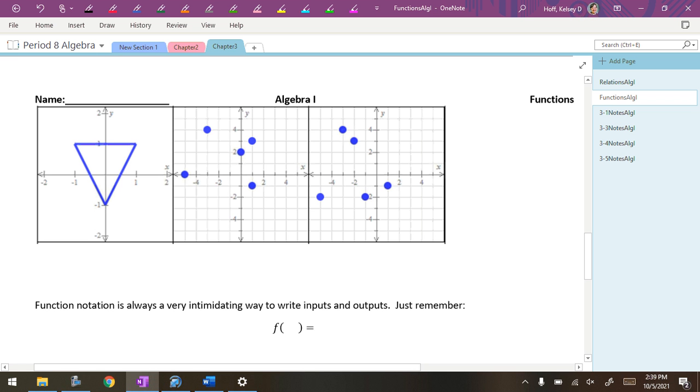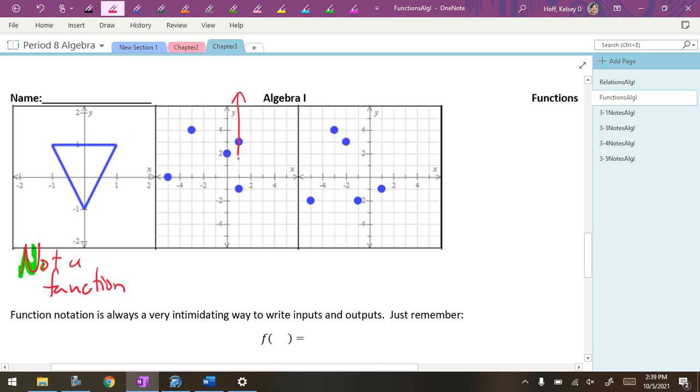First one, yes or no? Not a function. Anywhere in here, I'm touching the graph more than one time. So not a function. How about the second one? Why not? Very good. This one's fine, this one's fine, this one's fine. But you have these two right here.